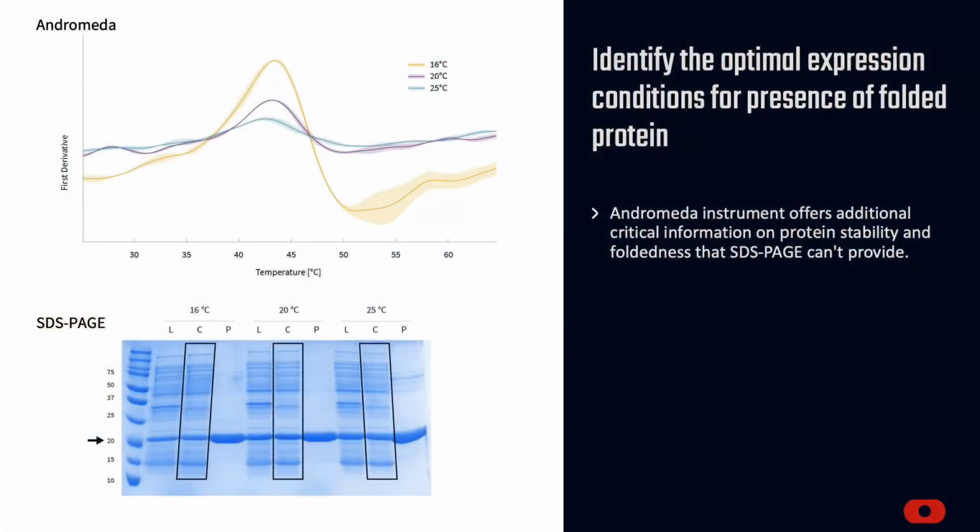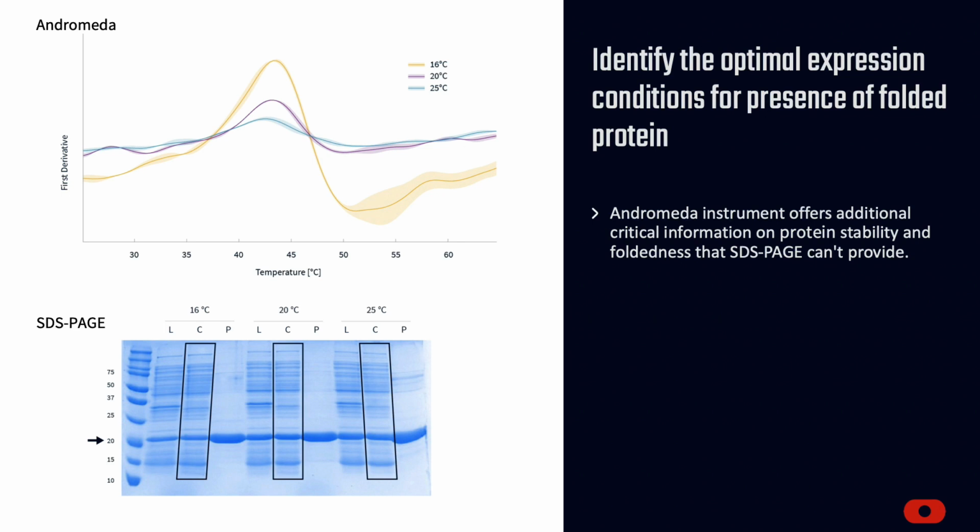Now, an SDS-PAGE gel will tell you which expression conditions result in the highest yield of your recombinant protein, but it won't tell you whether that protein is properly folded or functional. If we first look at the SDS-PAGE gel in this example, you can see that the overall yield of this target protein is highest when the E. coli is grown at 25 degrees rather than 16 or 20. But as you'll see, this isn't actually the full picture.